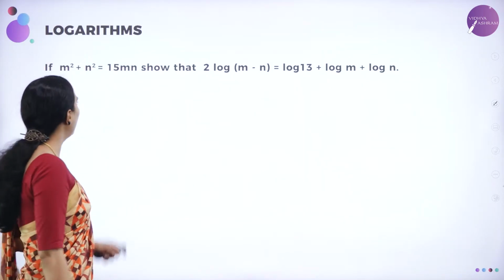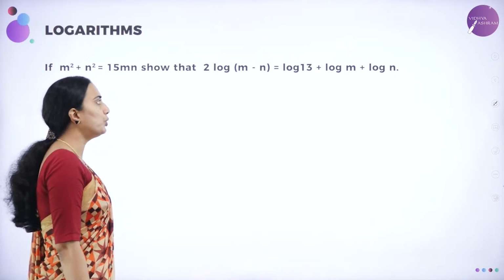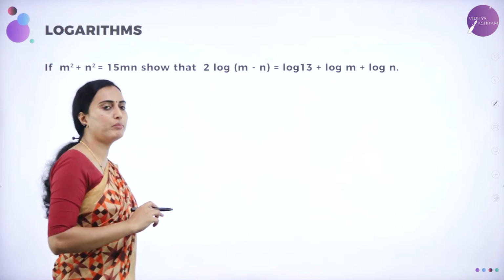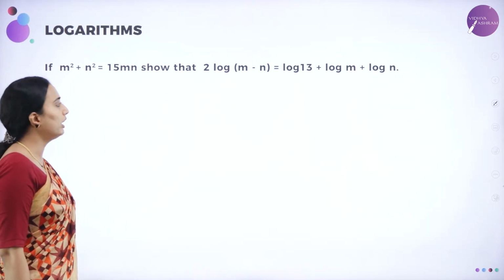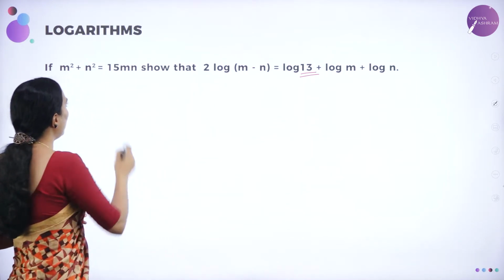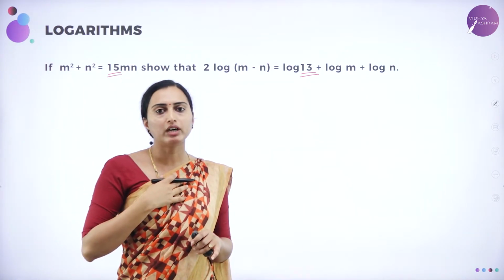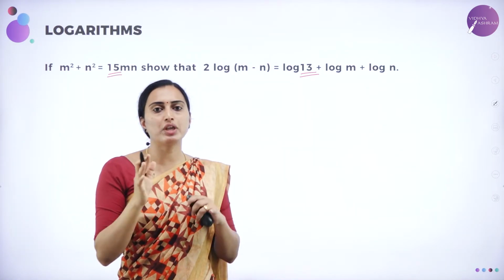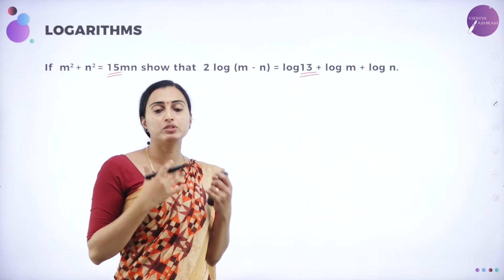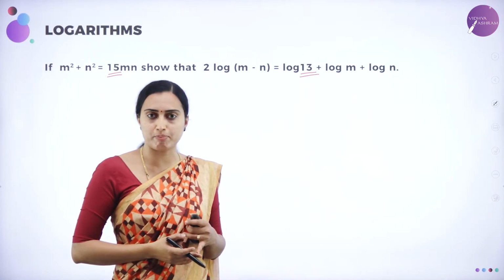If m squared plus n squared is equal to 15mn, show that 2 log (m minus n) is equal to log 13 plus log m plus log n. So let me see here, you are going to have log 13. So here you have 15. If I want to make it 13, what do I need to do? I have to subtract 2mn on both sides. Only one side I cannot do, because the procedure of mathematics is you have to do it on both sides, then only with cancelling you are going to get the back step, right?